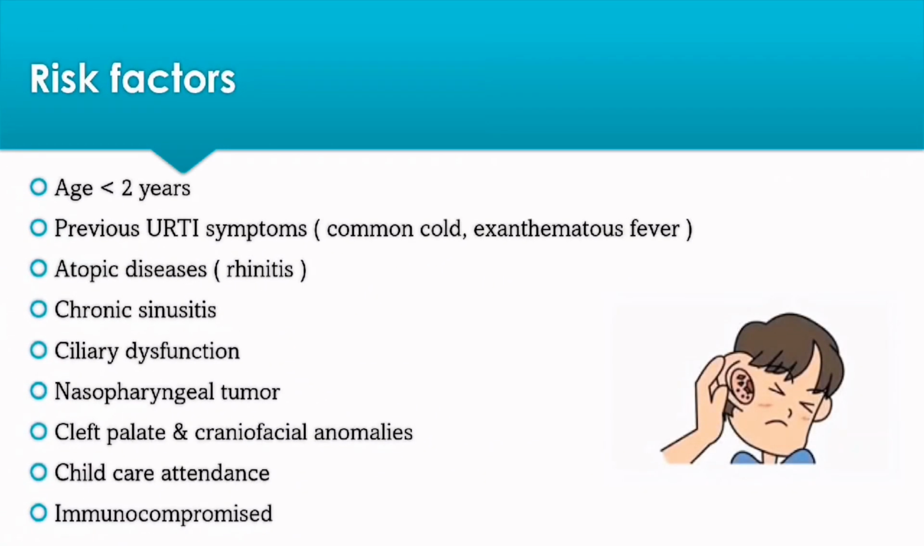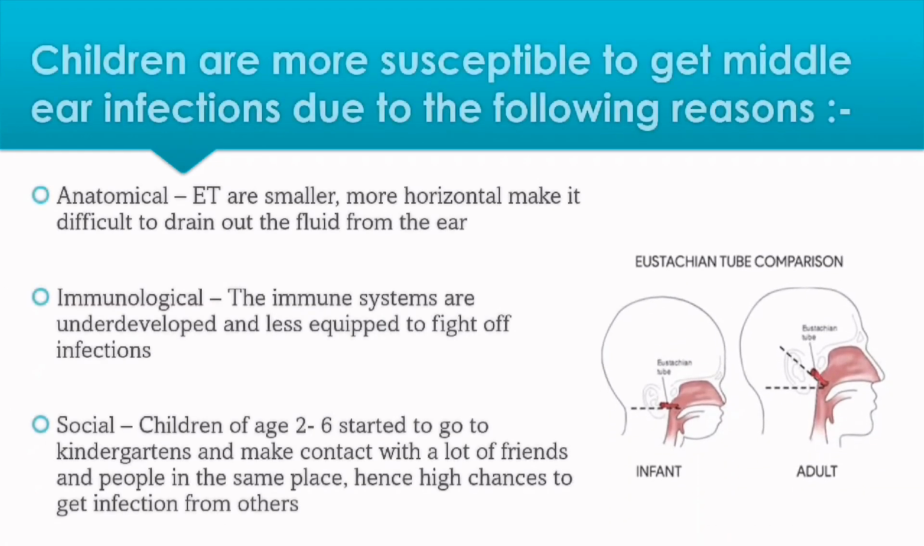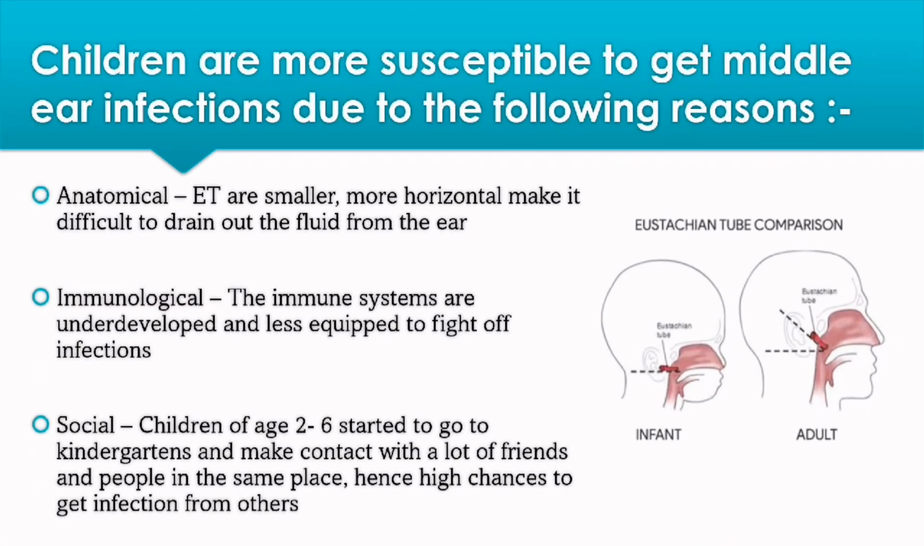These are the risk factors: age less than 2 years, previous URTI symptoms, atopic diseases, chronic sinusitis, ciliary dysfunction, nasopharyngeal tumor, cleft palate and craniofacial anomalies, childcare attendance, and immunocompromised. Children are more susceptible to get middle ear infections due to their anatomical structure, underdeveloped immune systems, and children of age 2 to 6 start to go to kindergartens, hence they have high chances to get infection from others.